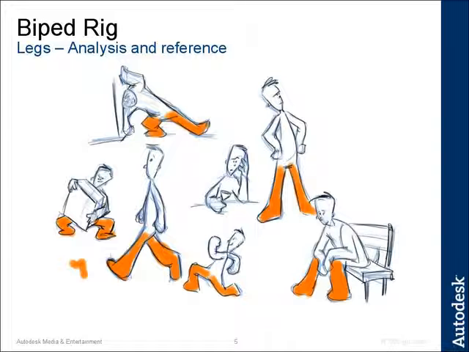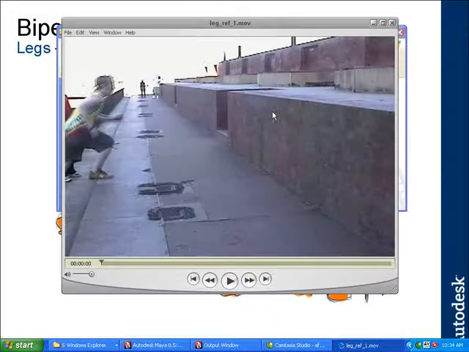Just as we did for JJ's torso, arms, and hands, we need to take a look at some reference for the legs to figure out what a character actually needs to do and what our legs need to be able to do. If you look in the movies directory of the included files, you'll notice that there's a series of movies for the legs that we can use for reference.